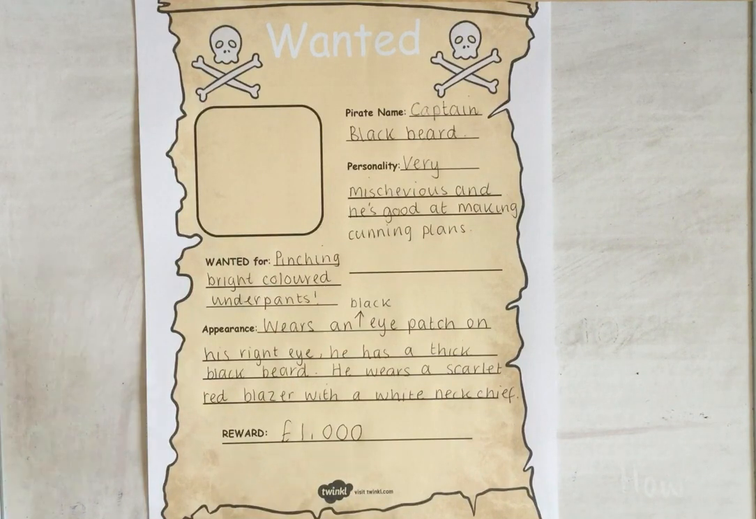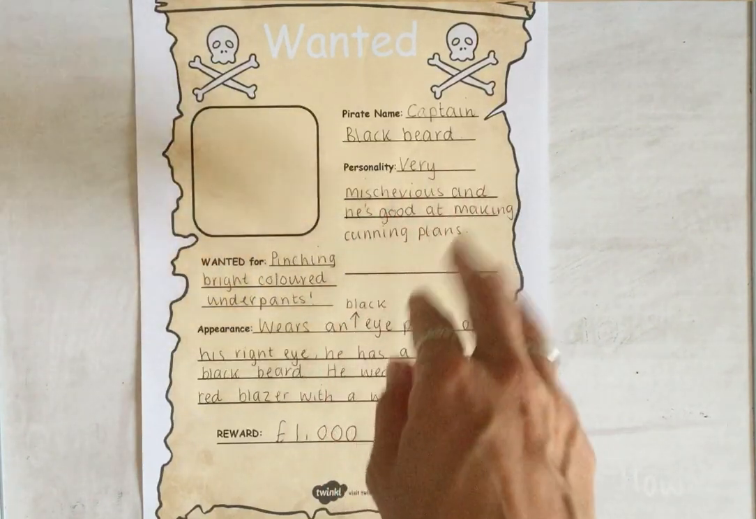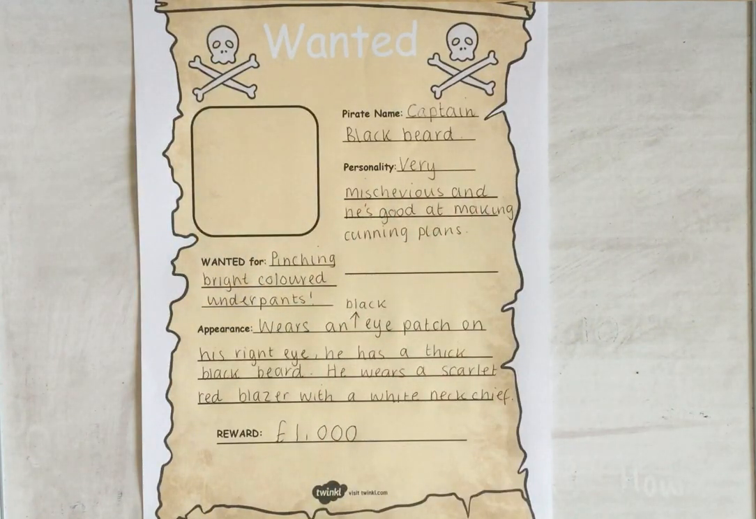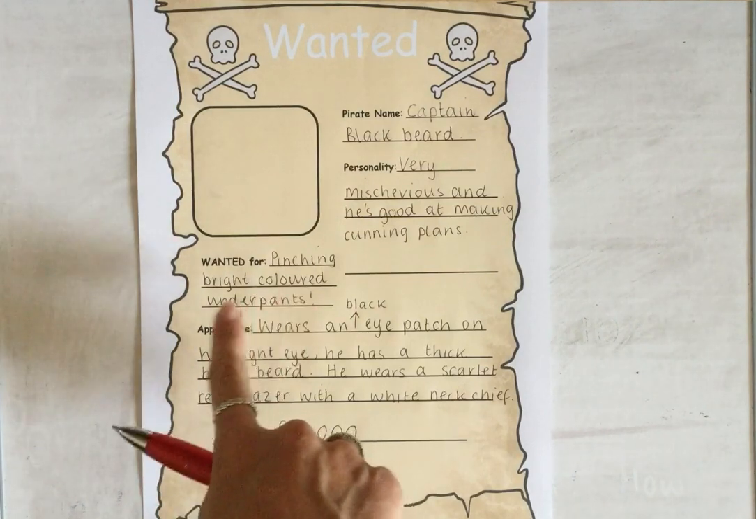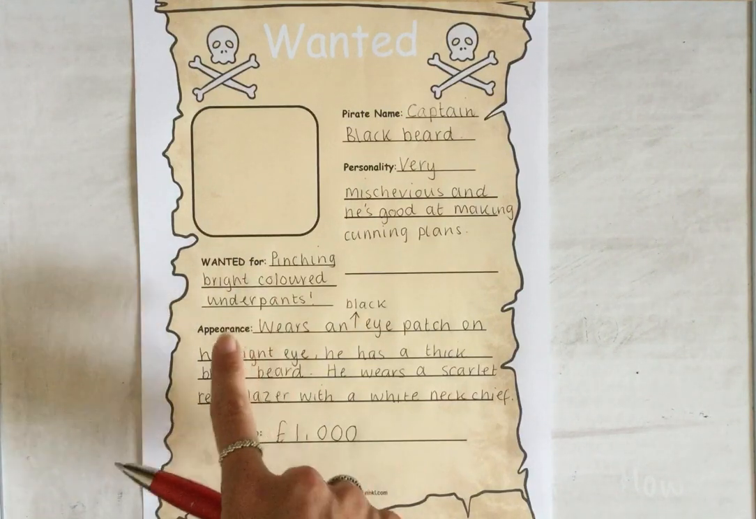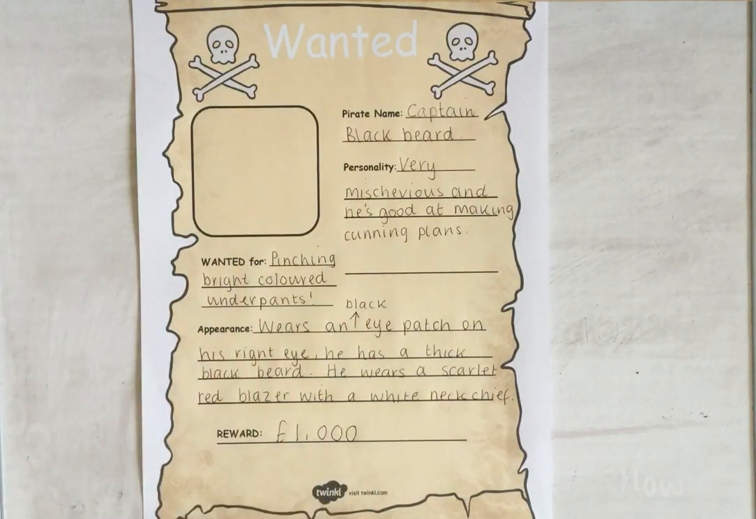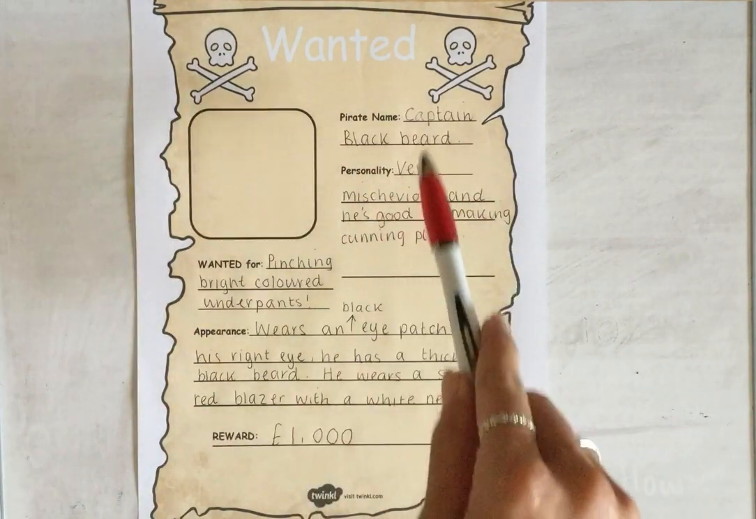So you must make sure you have your pirate's name, personality, what you think he's like. Is he a nice person? Is he cheeky? Is he loud? Is he quiet? What type of person is he? What he's wanted for. Now, it doesn't have to be pinching bright coloured underpants. You can choose something to put here. His appearance, what he looks like, what he's wearing. How might people know that it's him? And a reward, the amount of money that you would give to somebody if they found the person that you are looking for.